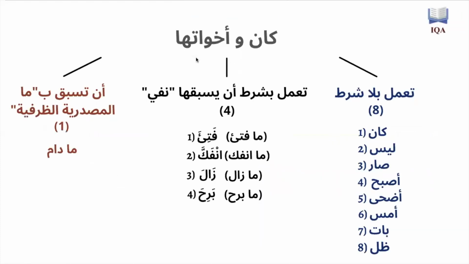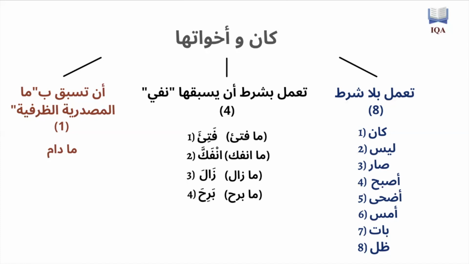You have Kana wa akhawatuha, which have those that function without a condition, ta'malu bila shart, which are 8, as you can see here. Then you have those that ta'malu bi shart, that function with the condition that they be preceded by a negation, and we had these 4 here. Then you have this one, which has a condition that it be preceded by a specific type of ma, which is called ma al-masdariyya al-dharfiyya, which is ma dama, and ma dama means as long as. Yani, ma dama Muhammadun maridan, as long as Muhammad stays sick, I'm going to stay in his house, or whatever the case may be.